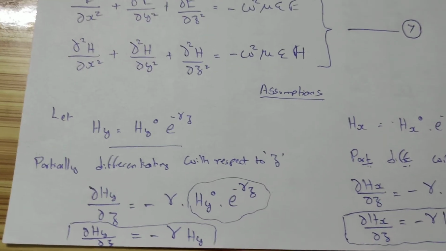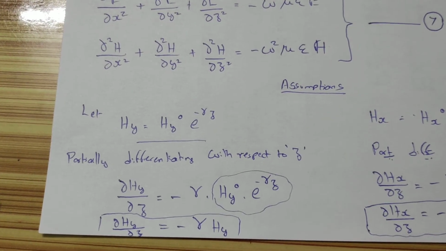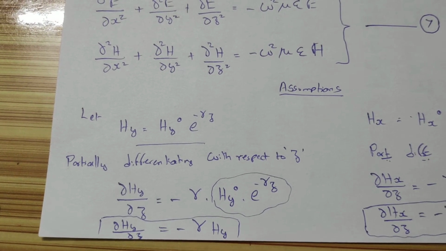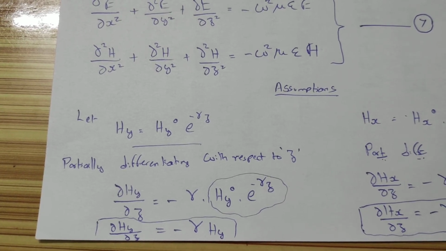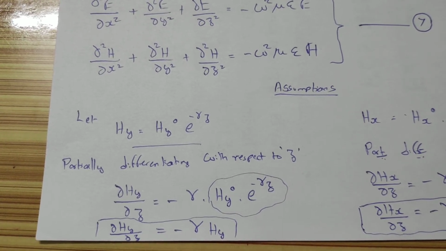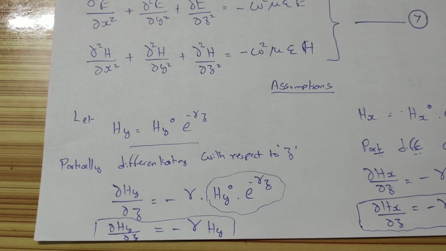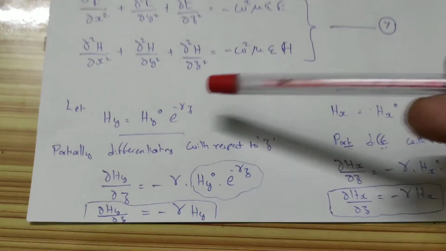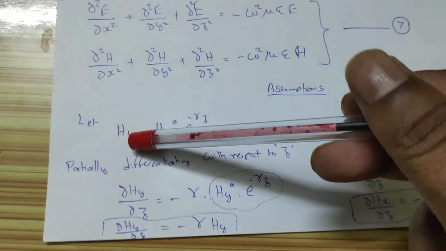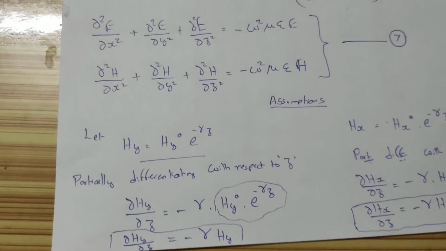Now if I partially differentiate this, then I'll be getting dou Hy by dou z. Then if I partially differentiate it, I'll be getting something as minus gamma into Hy naught into e to the power of minus gamma z. Just compare these two equations. So I can replace this particular term simply as Hy.